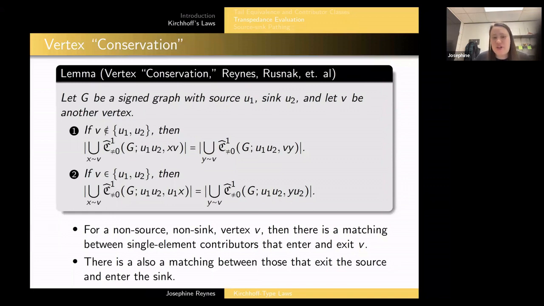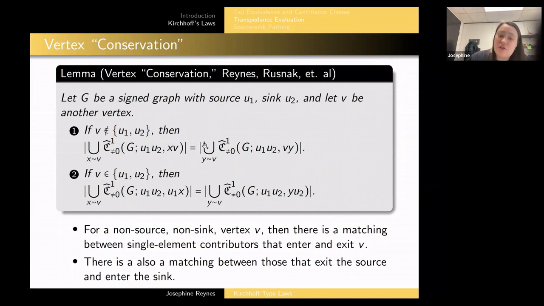Now, vertex conservation, again, is a little trickier in Sine Graphs because you don't have this really nice cancellation in the Boolean lattices anymore. We let G be a Sine Graph with a source and a sink, and we pick V to be any other vertex. We break this up into two cases. If the vertex is not the source or the sink, then all we can say is there's a matching between the contributors that enter the vertex and exit.